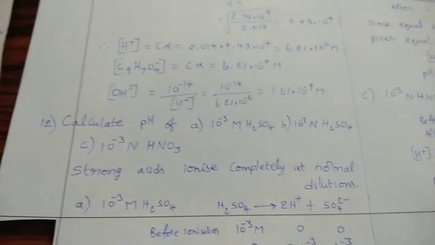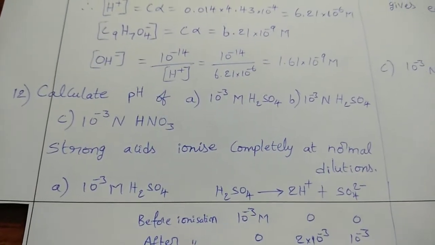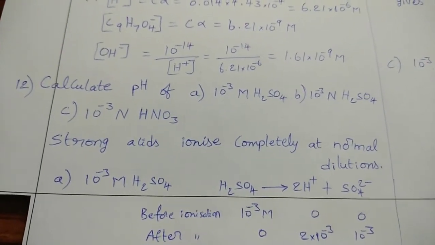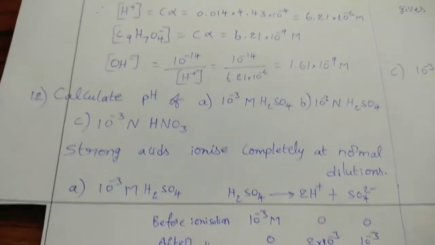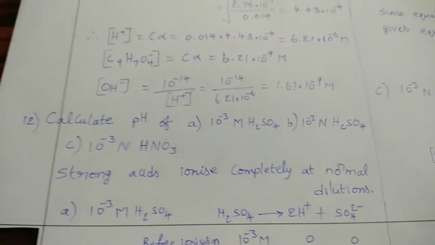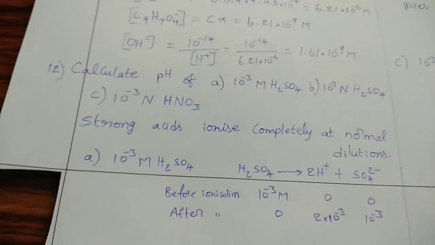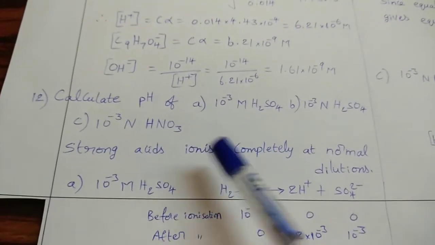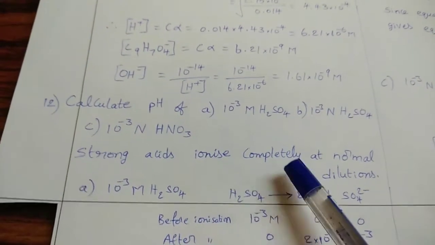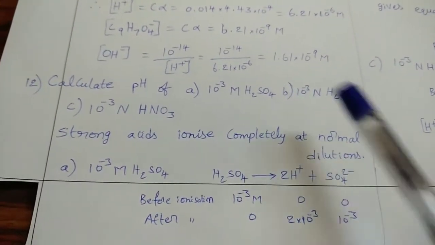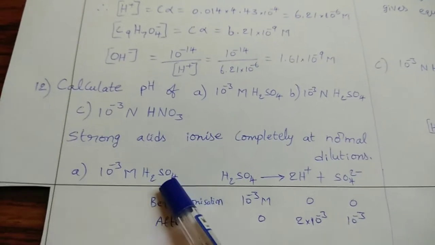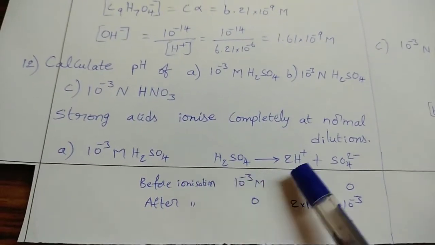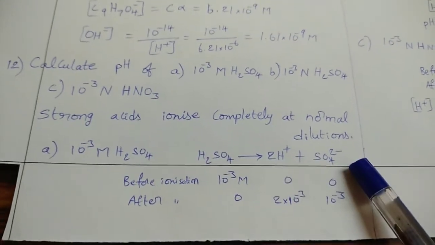See the next one. Calculate pH of 10 power minus 3 molar H2SO4, 10 power minus 3 normal H2SO4, 10 power minus 3 normal HNO3. H2SO4, HNO3 all are strong acids. Already we know that strong acids ionize completely at normal dilutions. See the first one, 10 power minus 3 molar H2SO4. So the ionization equation: H2SO4 gives rise to 2H plus and SO4 2 minus.